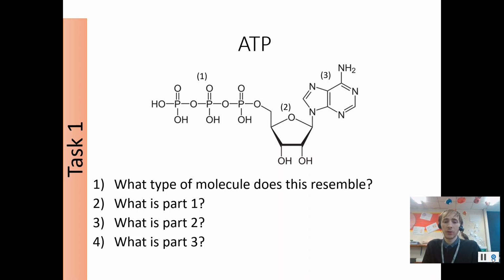Part 2, you can call it a pentose sugar. In actual fact, that's ribose. You can see it's ribose because it's got the oxygen at the top, so it's definitely not deoxyribose, but I wouldn't expect you to recognize that. But it is ribose, so ATP contains ribose. And then part 3 is a base. It's a nitrogenous base. Specifically, it's the A base, the adenine base. So ATP is made of 3 phosphates, a ribose sugar, and an adenine base. And that's why it's called adenosine triphosphate.